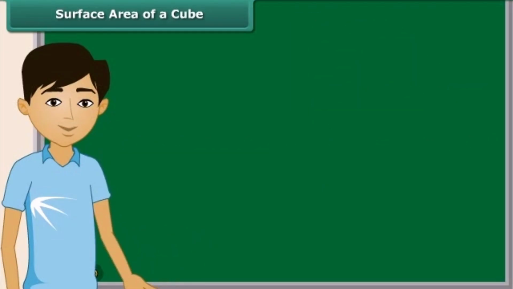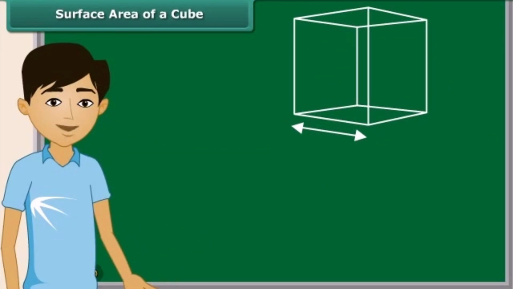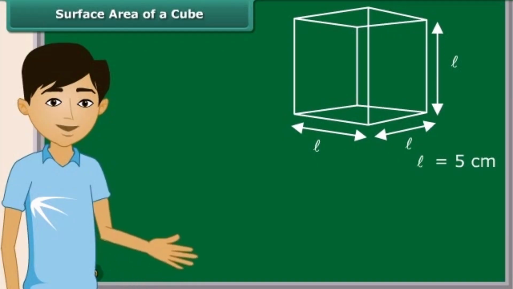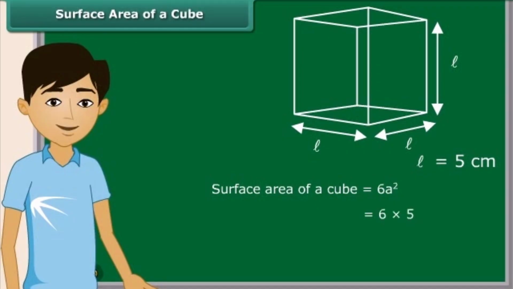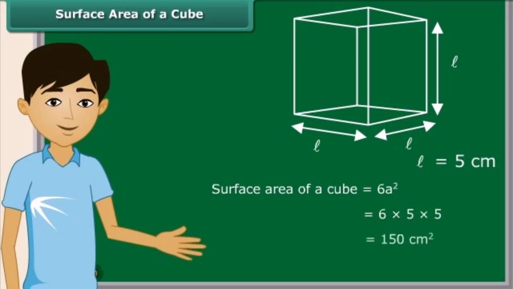Let us do an example. This is a cube having length of each side equal to 5 centimeters. So its surface area will be 6A square. Substituting the value of A, we get 6 into 5 into 5, which is equal to 150 square centimeters.